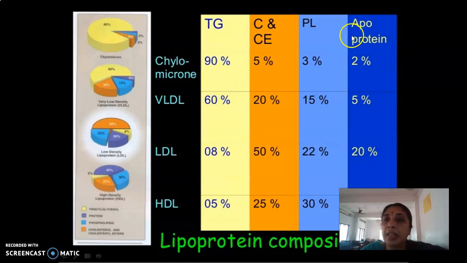So chylomicron has the least quantity of apoproteins, followed by VLDL. And as we go down the chart, we can see that apoprotein concentration increases. So as apoprotein concentration increases, what happens? The density also increases, and that is making it healthier, right? So these are the different classes of lipoproteins. Now, what are the functions of lipoproteins?